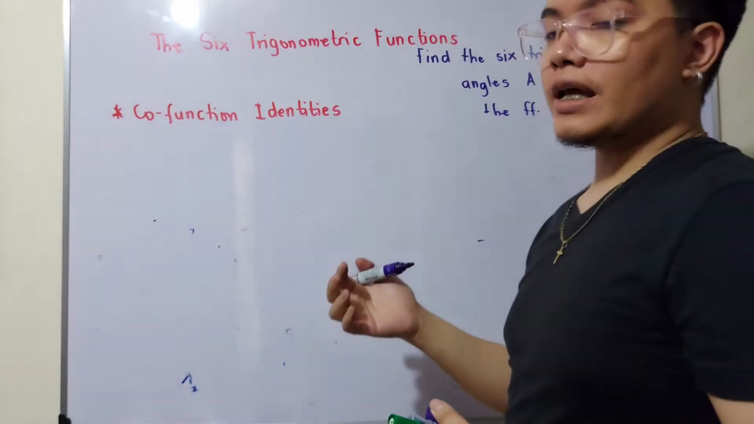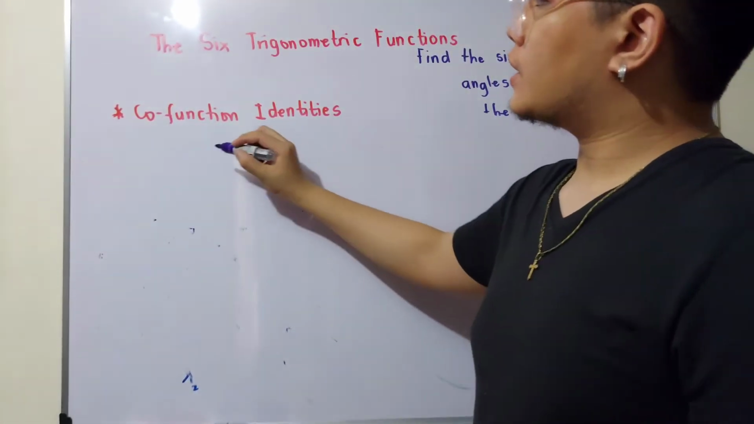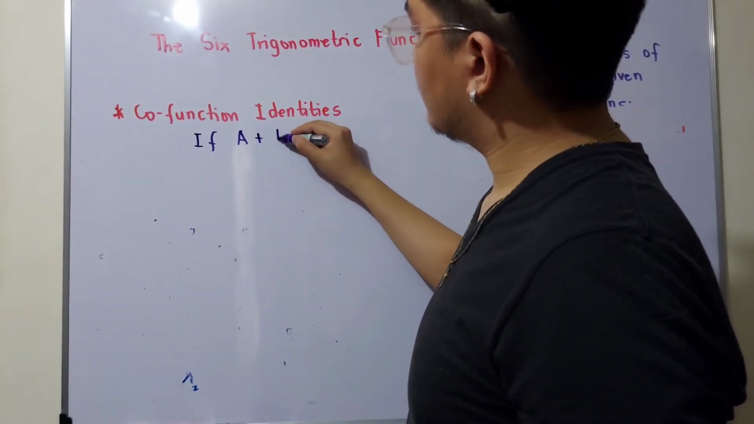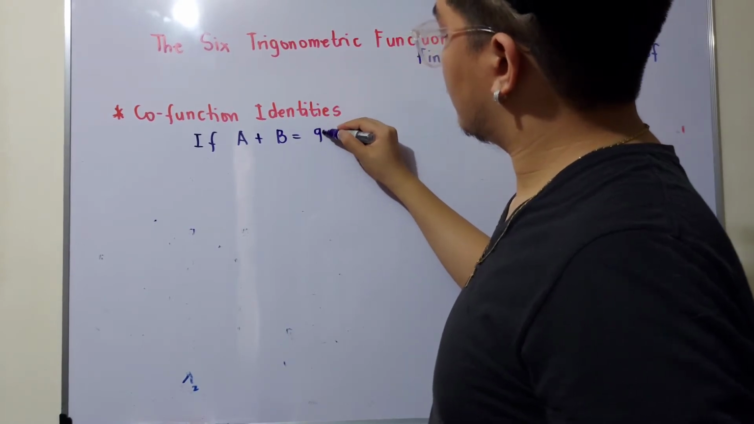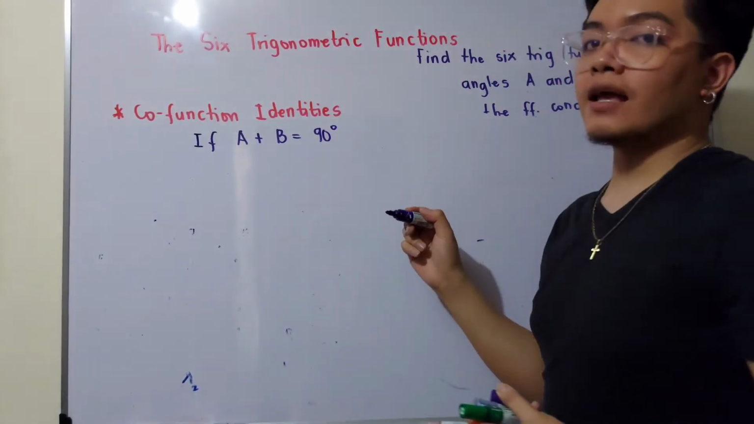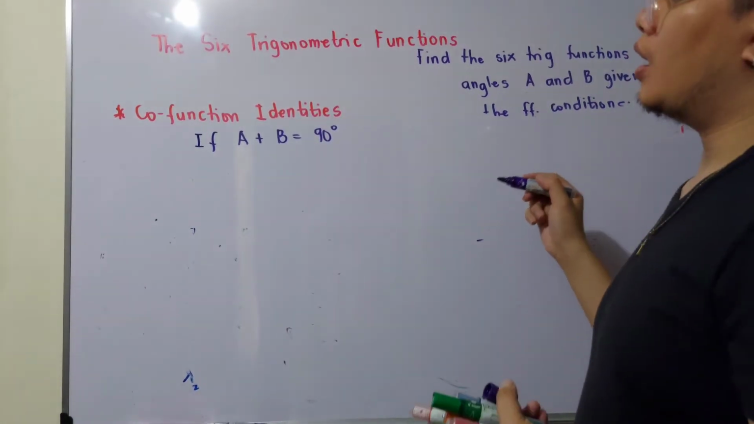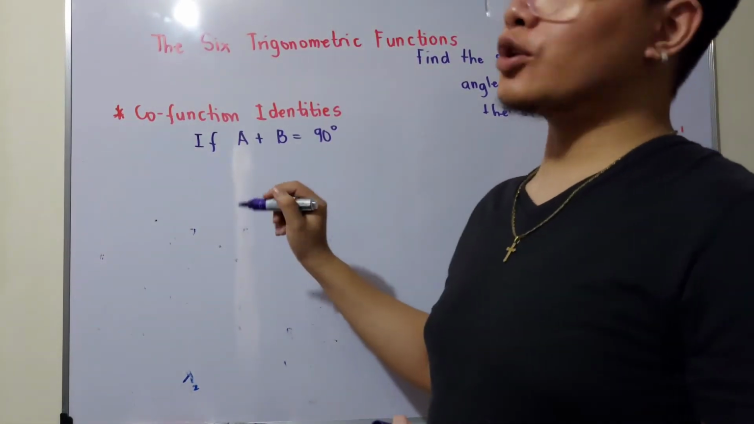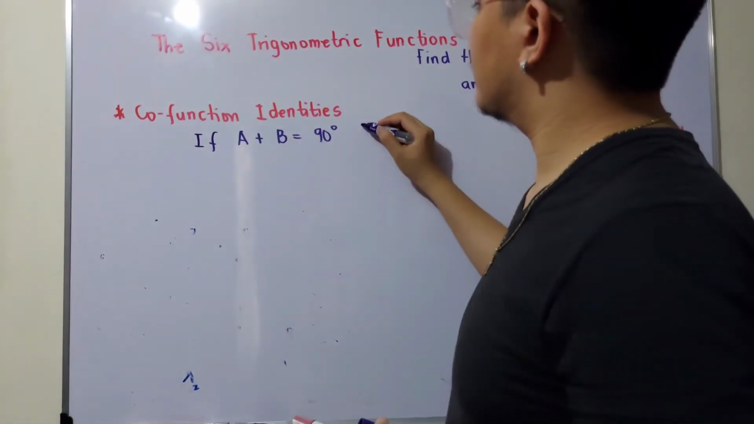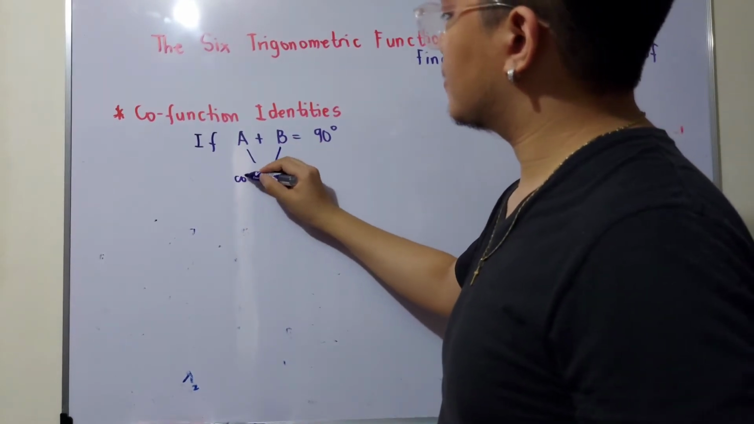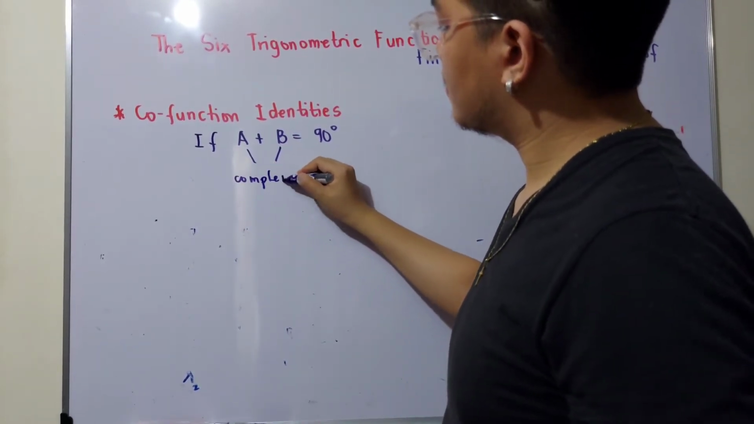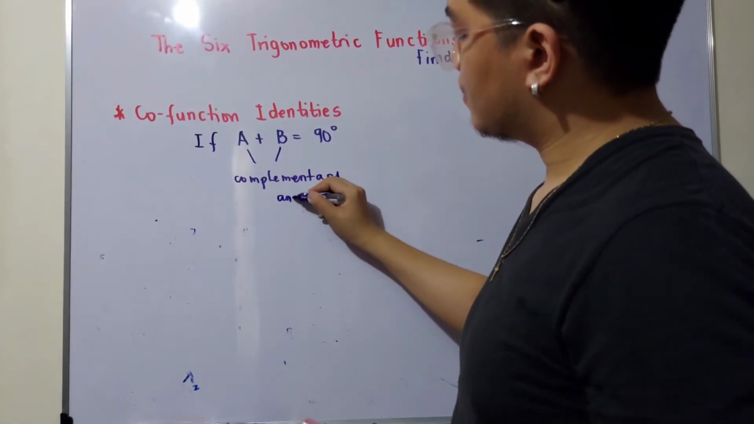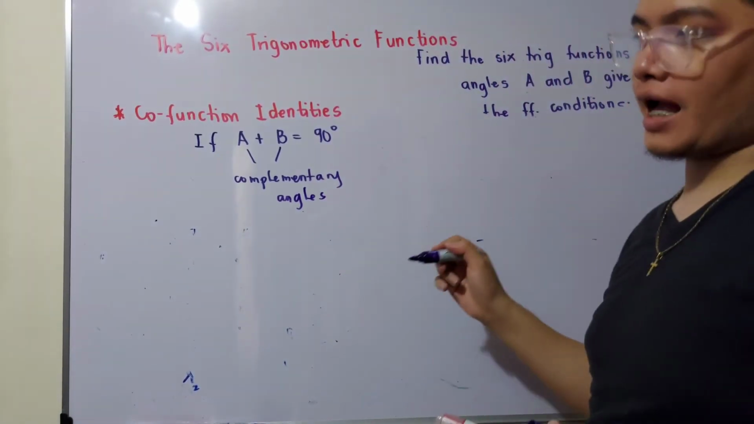So ito, pahapyaw lang to guys ha, na-discover kasi natin doon. So if angles A and B, if the sum of A and B is equal to 90 degrees, ano tawag doon? Complementary angles. Pag naman 180 degrees, supplementary.